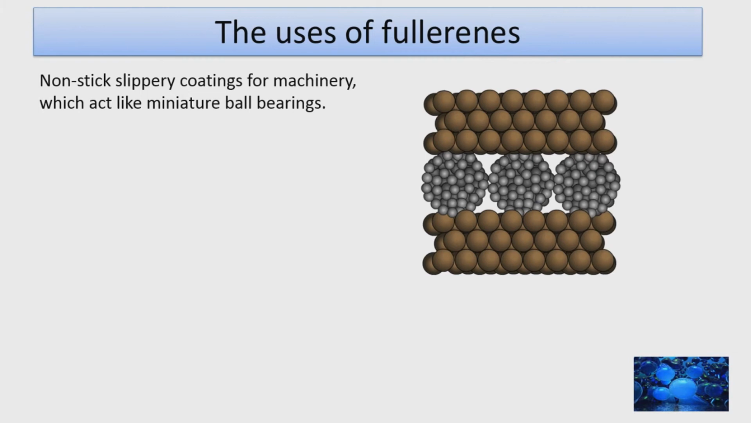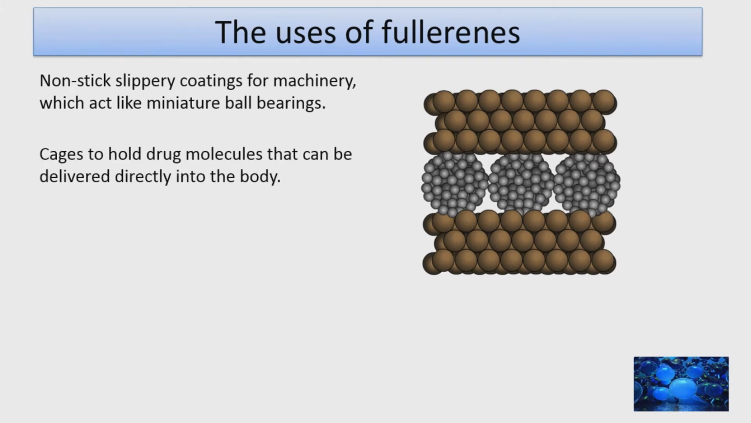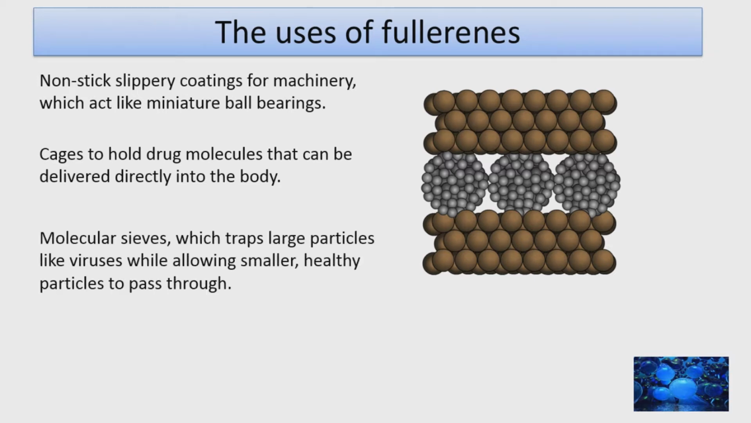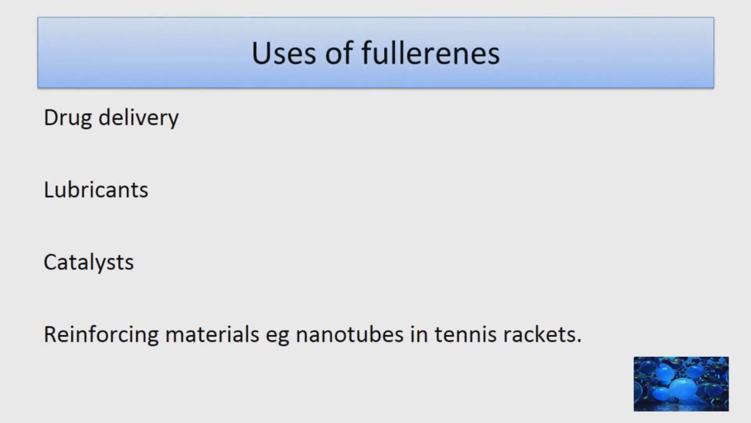You do need to know some uses of the fullerenes. For example, non-stick slippery coatings for machinery which act like miniature ball bearings, cages to hold drug molecules that can be delivered directly into the body, molecular sieves which trap large particles like viruses while allowing smaller, healthy particles to pass through, and chemical sponges to soak up toxic substances in the body. The main uses of fullerenes to remember are drug delivery, lubricants, catalysts, and reinforcing materials, for example nanotubes in tennis rackets.